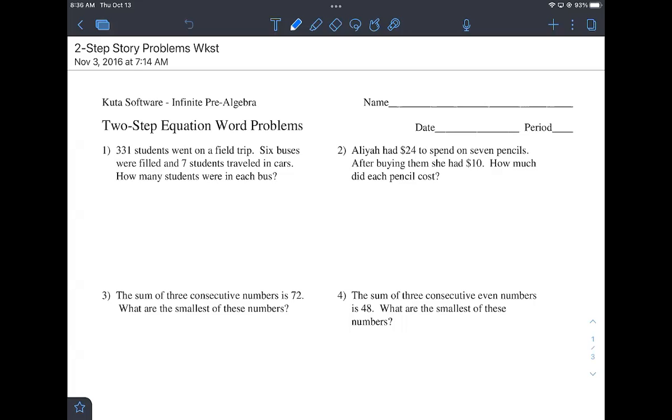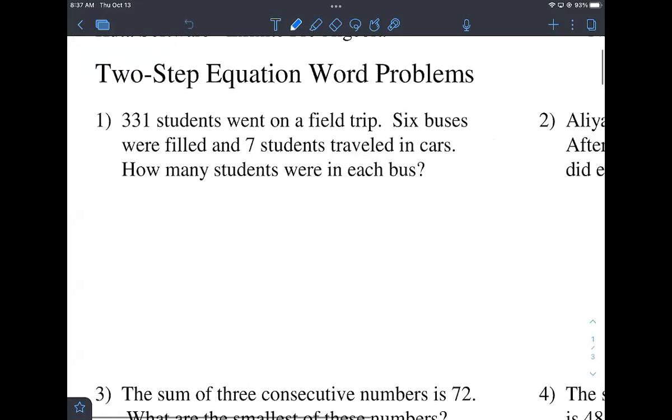By the time you're done with this worksheet, I hope that you understand story problems with equations a lot easier, in case you might see one on your test when you come back from fall break. So let's start with number 1.